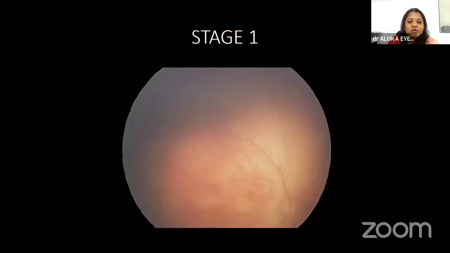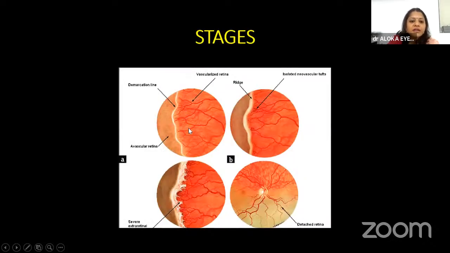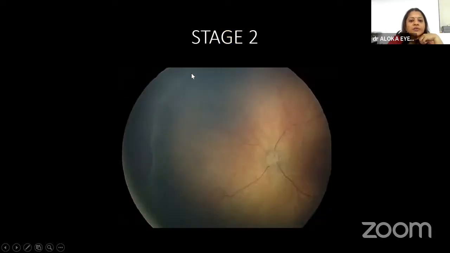So this is stage 1. I don't know how much you can see here, but there is a faint line between the developed, that is the vascular, and the avascular retina. So if you have a line like what is seen here, a demarcation line, that is stage 1. Stage 2 is when this line thickens and it forms a ridge. And you see this is a little thicker than your stage 1 line.